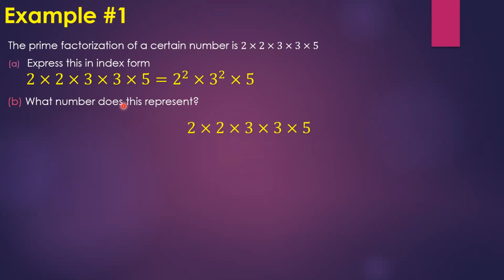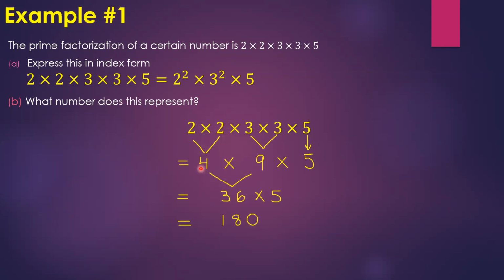You multiply the answer. Okay, so what is 2 times 2? That's going to be 4. Very good. What is 3 times 3? That's going to be 9. And we bring down the 5, very good. Now, what is 4 times 9? 36, very good. And we do 36 times 5. What is 36 times 5? 180. 180, very good.